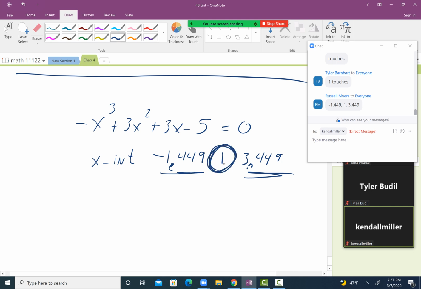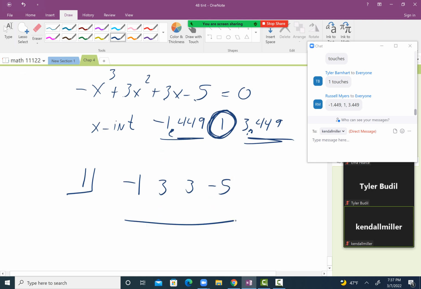Okay, here's how we're going to do this. We're going to take this and use some synthetic division. So now I'm going to go negative 1, 3, 3, and negative 5. Do some synthetic division on this. Negative 1, that's 2. 2, that's 5. 1, 5, 0. We know we're going to get 0 there.